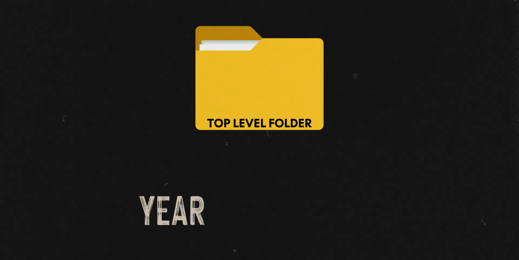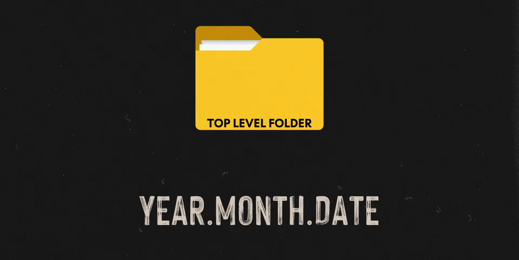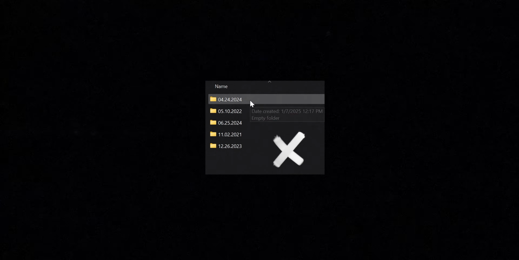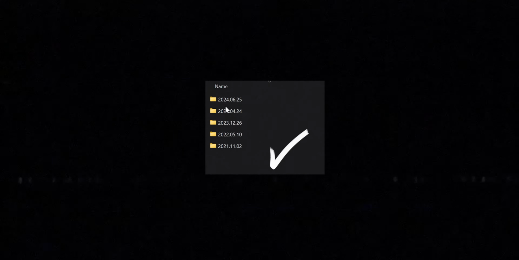So first things first, we're gonna talk about the main folder structure. This is the top level folder, and it's very important how this is named. We're gonna go year, then month, then date, then whatever the couple's name is. Why? The year changes the least, and then after that, it goes by month per year.